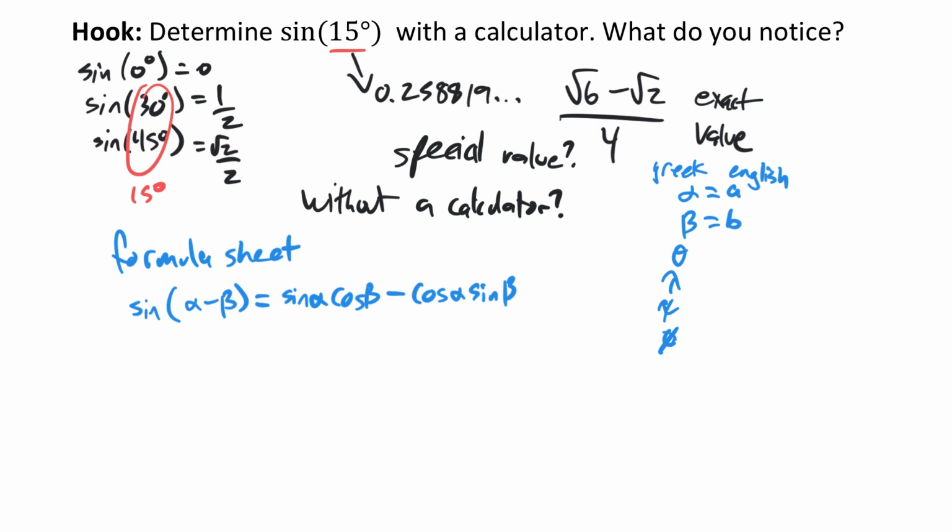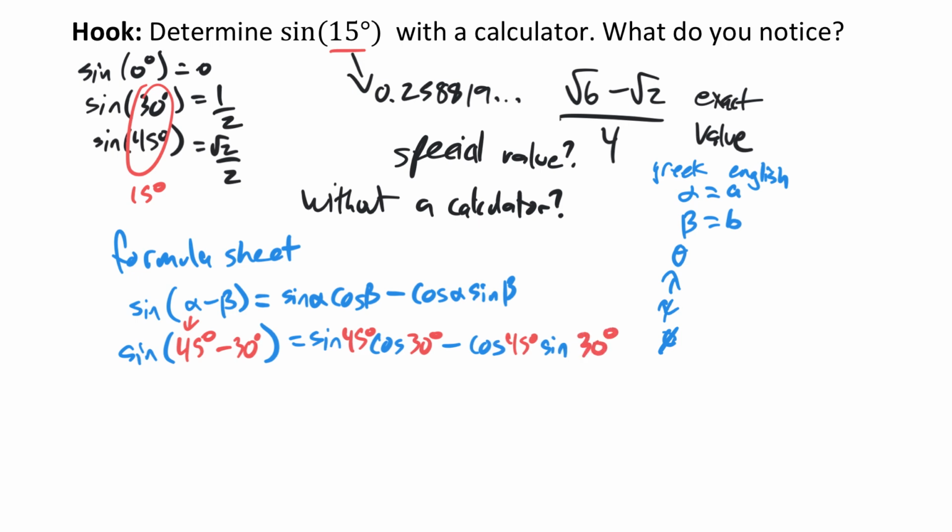All right, so hopefully you gave it a try and you wrote it like this. Alpha will be 45 and beta will be 30. So we have sine of 45 minus 30. And according to the formula, that will be sine 45 cos 30 minus cos alpha, so cos 45 sine 30.